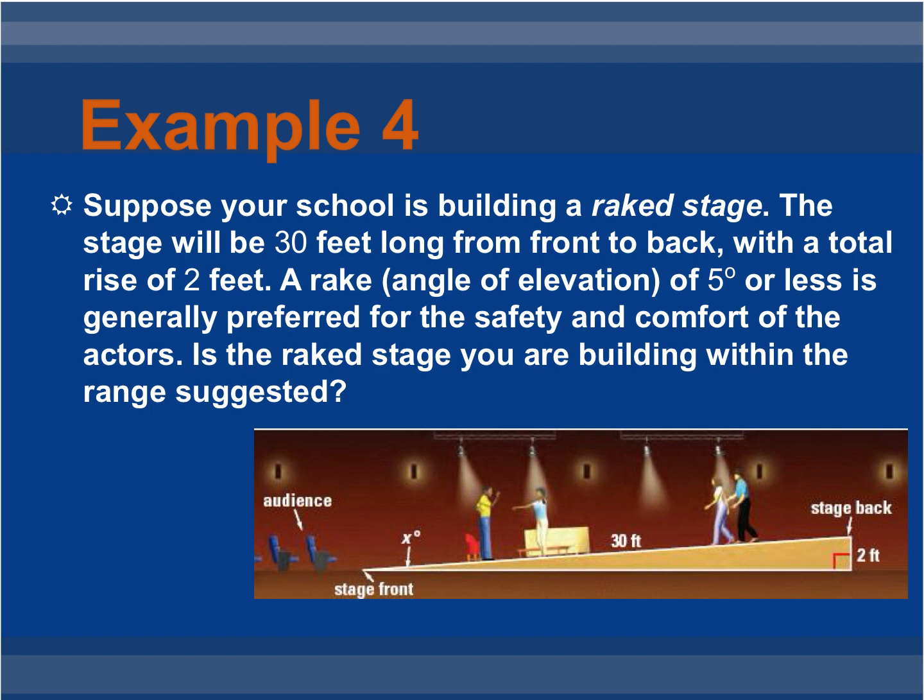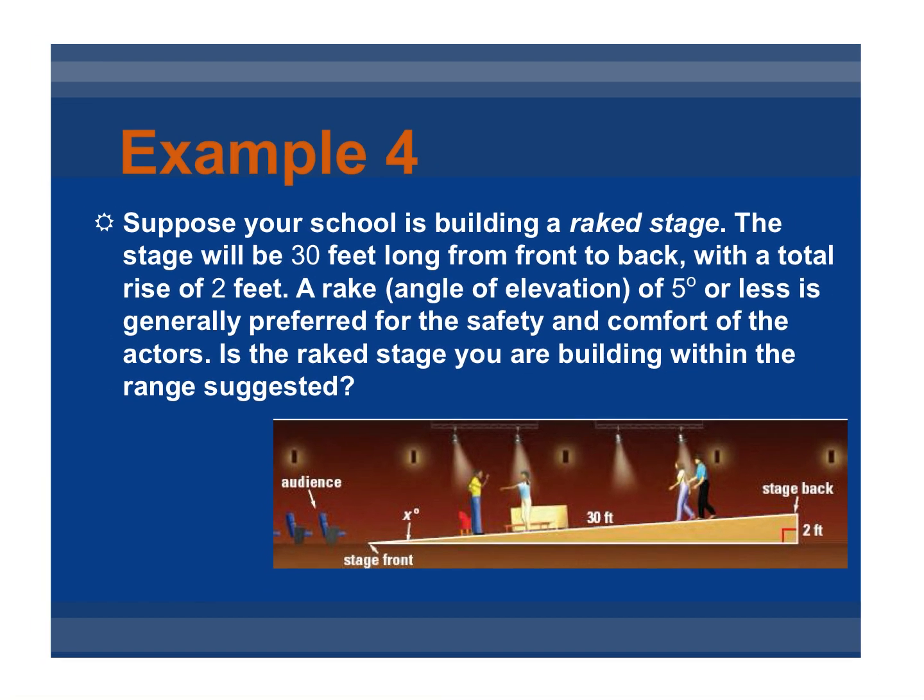Suppose your school is building a raked stage. The stage will be 30 feet long from the front to back with a total rise of 2 feet. A rake, meaning an angle of elevation of 5 degrees or less, is generally preferred for the safety and comfort of the actors. Is the raked stage you are building within the range suggested? So how would I solve for the angle? That's what they're asking us.